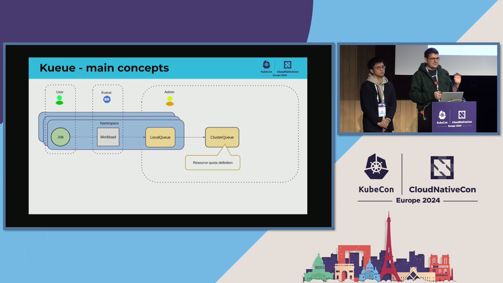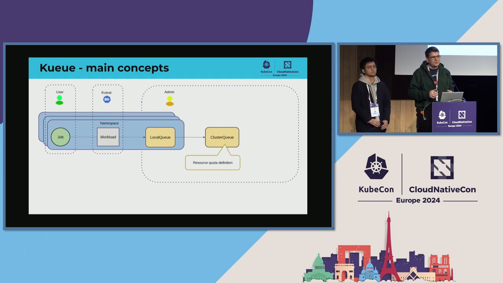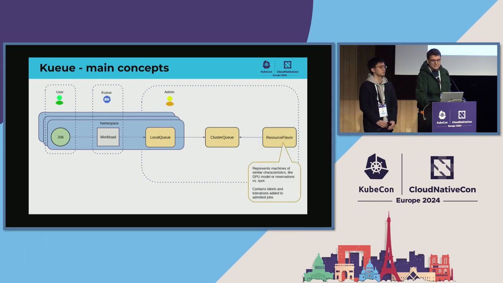And the jobs are sent to local queues that are indicated by the label on the job added by the user. And all the quota management is possible due to the cluster queue object API, where the admin configures the quotas. And the main concept for configuring the quotas is resource flavor.